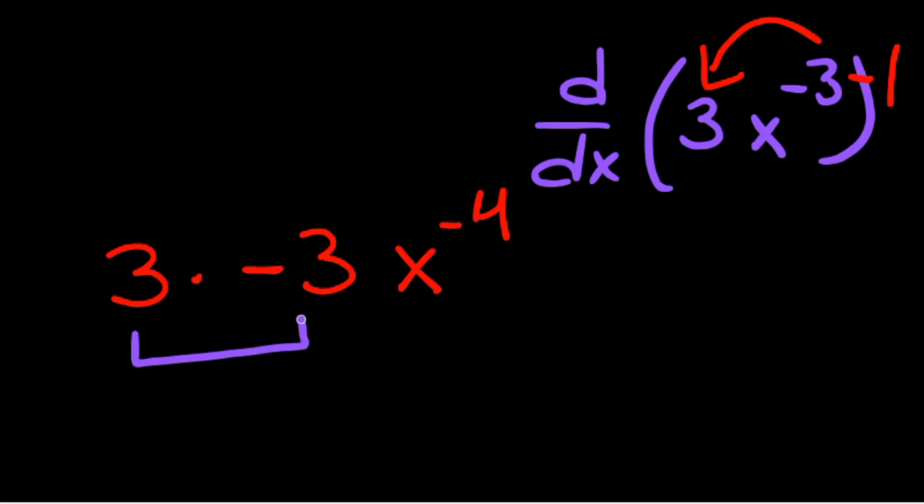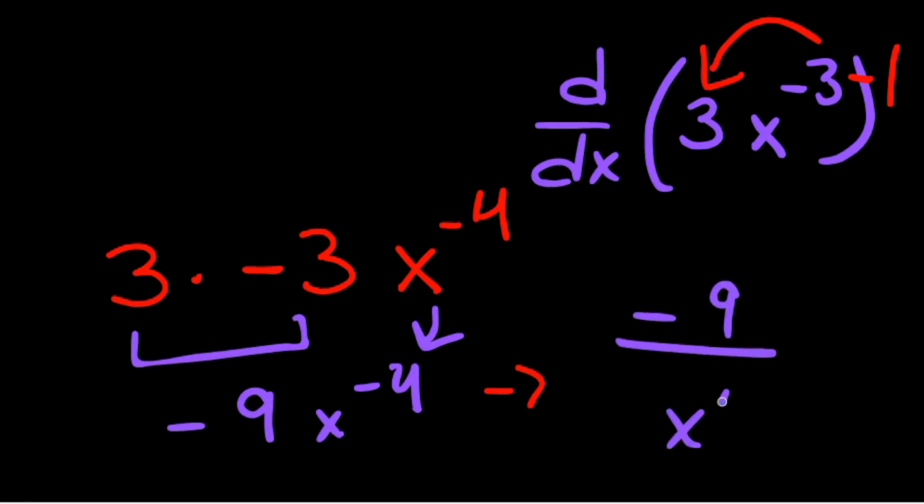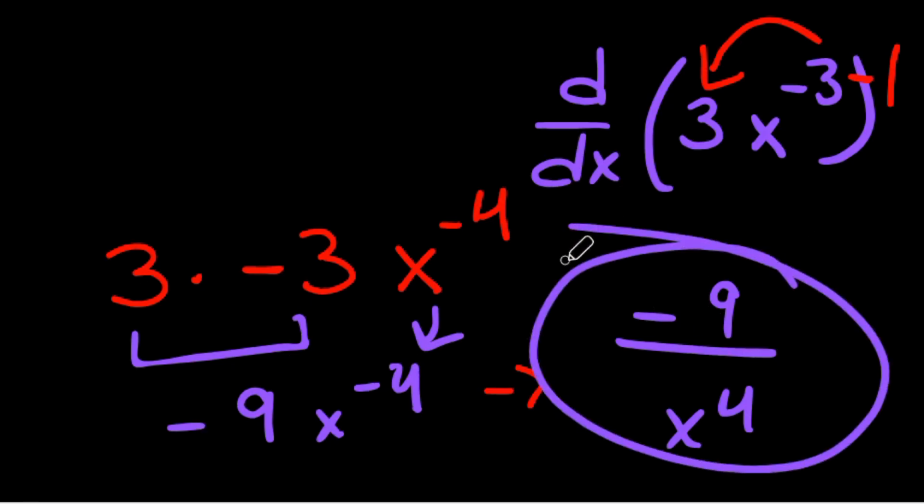So let's combine like terms. Actually, there aren't any like terms, but let's simplify everything together. So 3 times negative 3 is negative 9, and then this is simply x to the negative 4th. If you want to make it a bit prettier, you can make the exponent positive by bringing this down again. So this is the same thing as negative 9 over x to the 4th power, and that is our derivative. So that's how you handle negative exponents. You just make them positive by bringing them up or dragging them down, and then you differentiate as normal.